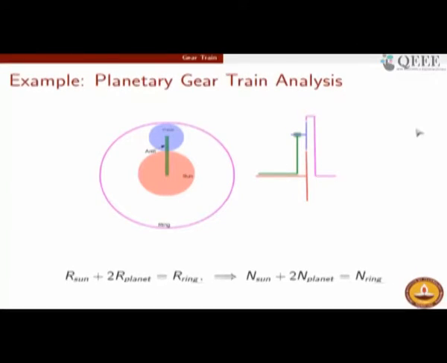Okay, I'll have one more example of planetary gear train analysis to talk about here. So here what I have done is that on top of the sun, planet and the arm, I have put a ring gear also, which is like having an internal gearing with the planet gear. So the planet gear and the ring gear are in an internal gearing arrangement.